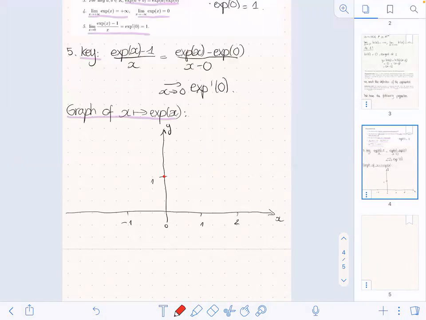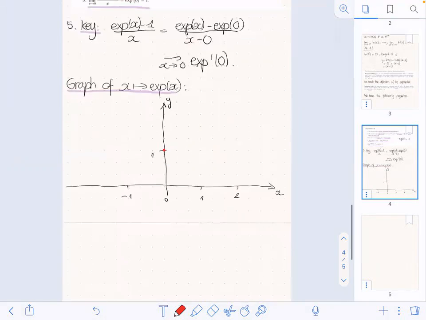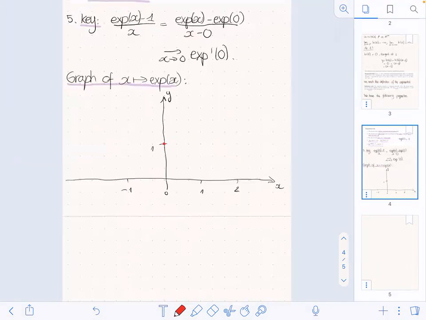So are you able to compute this tangent? Is it x plus 1? Yeah, you're absolutely right. So if we have a look at how to get this tangent, let's just list some properties that will help us graph.